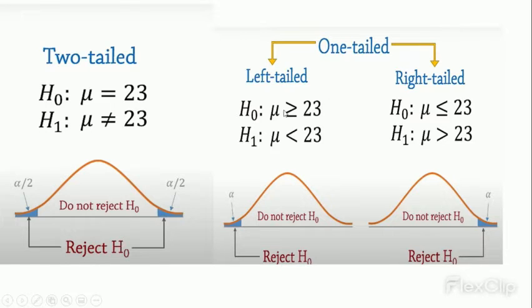In one tail, we have the null greater than or equal 23, and the complement will be less than 23. Because here we have less than 23, this will be a left tail. And here we have greater than 23, this will be a right tail.